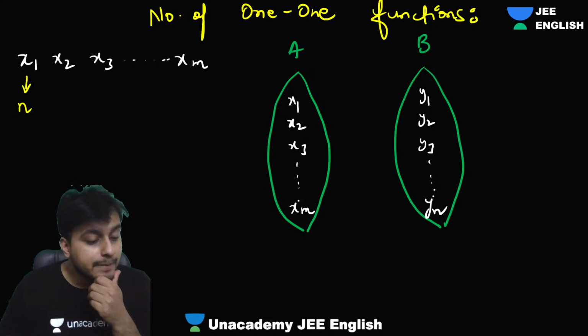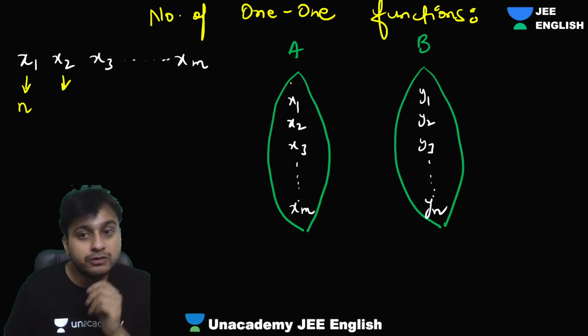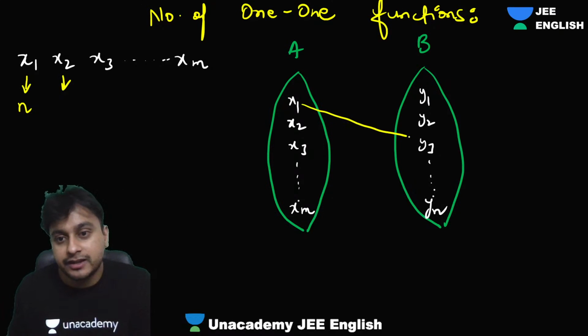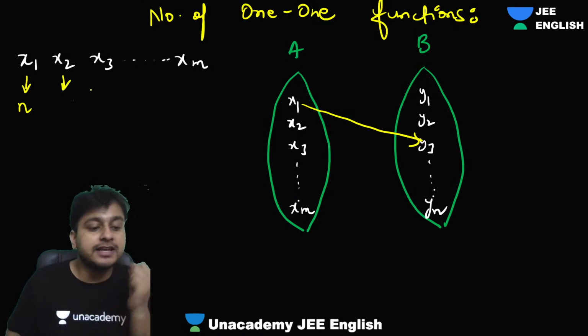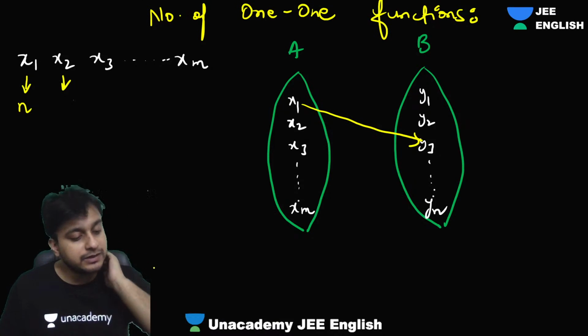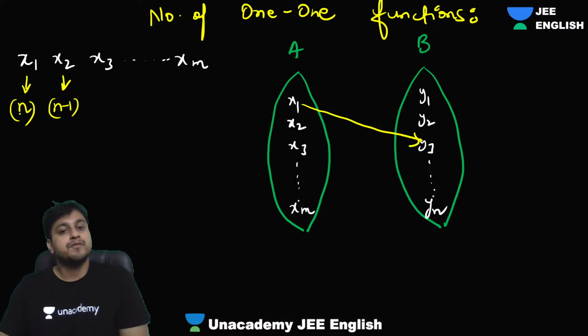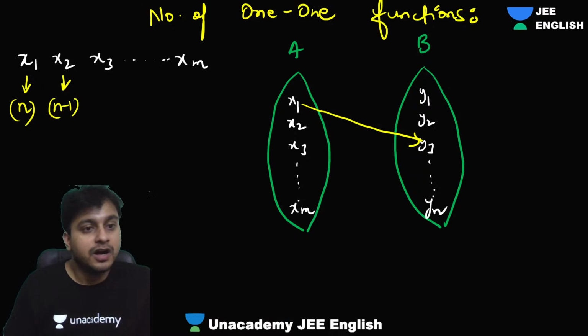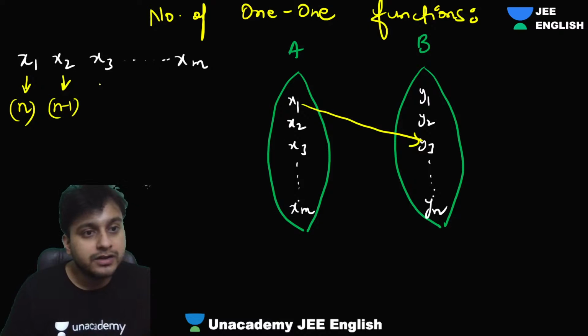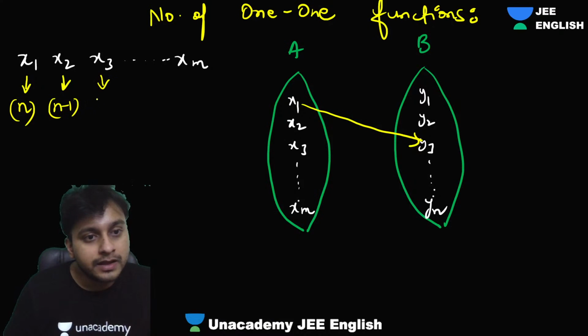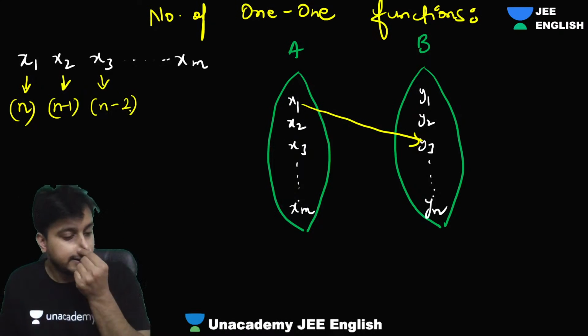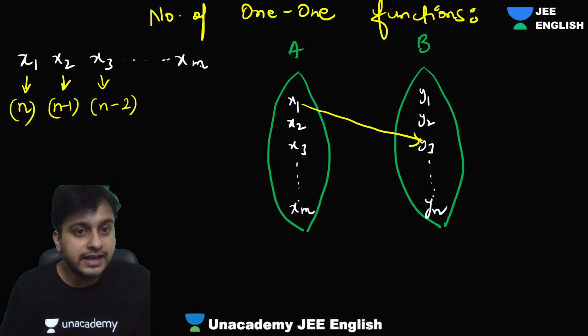Now, how many options does X2 have? Let's suppose X1 is mapped with some Y3. X2 has one lesser number of options, right? It will have one less. So I can say this is n minus 1. Are you getting my point, everyone? Absolutely. Okay, now how many options will X3 have? N minus 2. Are you getting it? And so guys, till M, how many options will XM have?